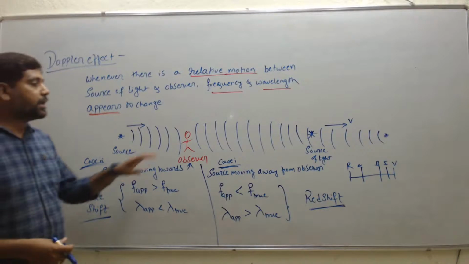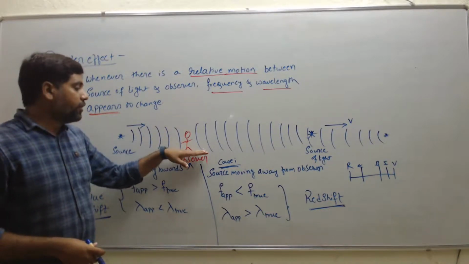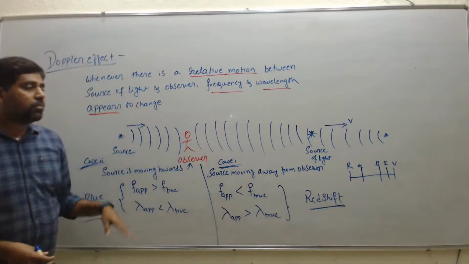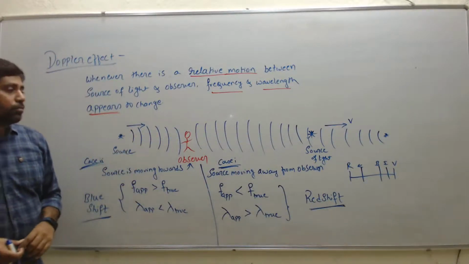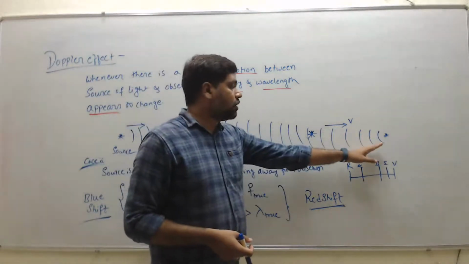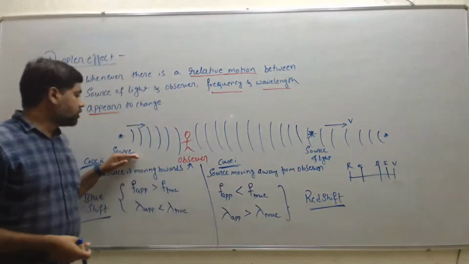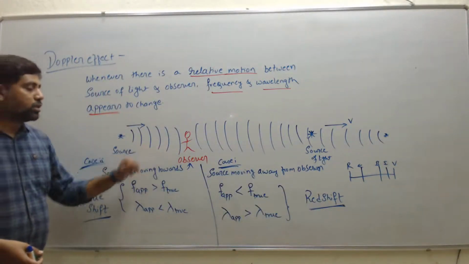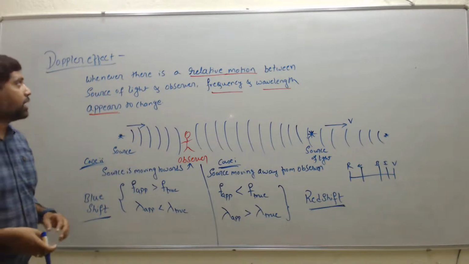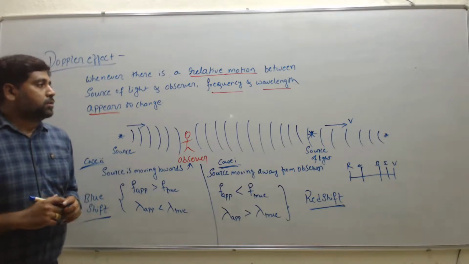So this is in the case of no medium. If there is no medium, that is, in vacuum, when the source of light moves away from the observer, we get the red shift, and when the source of light moves towards the observer, we get the blue shift. So this is about the Doppler effect.